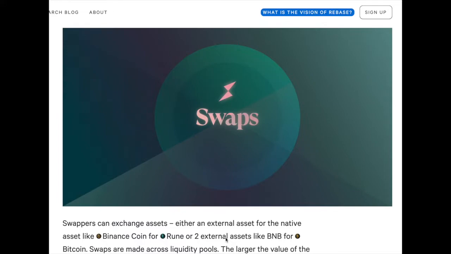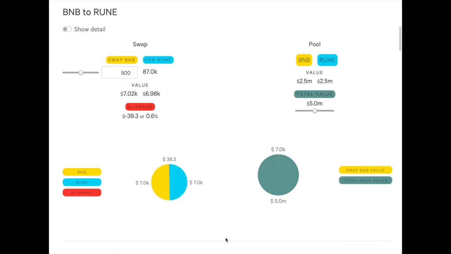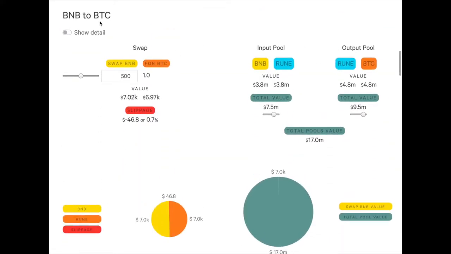We're going to take a look at two examples today to go through these concepts. First, we'll look at swapping BNB for RUNE, and secondly, we'll look at swapping BNB for BTC.